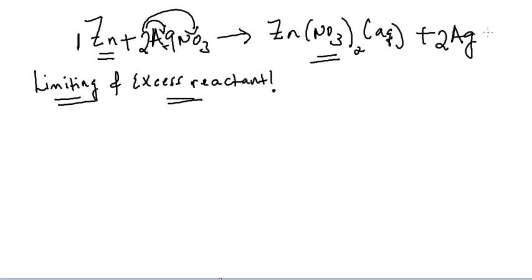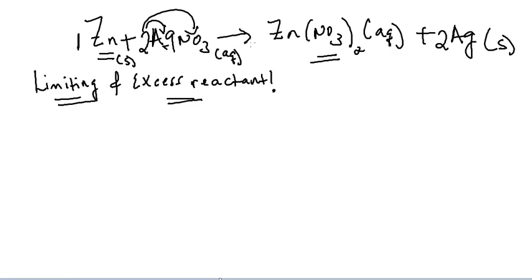By the way, we're going to write the status. It's very important to write the physical status of the reactants and products. This is going to be S, which refers to solid. Zinc is a metal, so we write S as well. For this one we have to write AQ, which is aqueous solution.